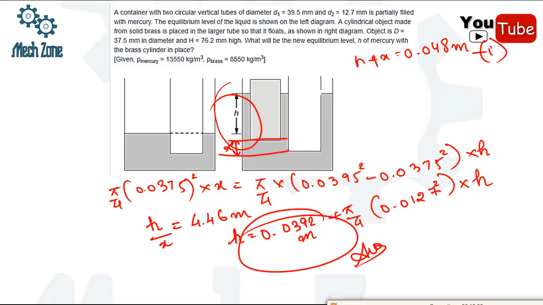So this question is actually from the chapter of buoyancy and flotation. So by using simple formulas or simple concepts, this question can be solved.